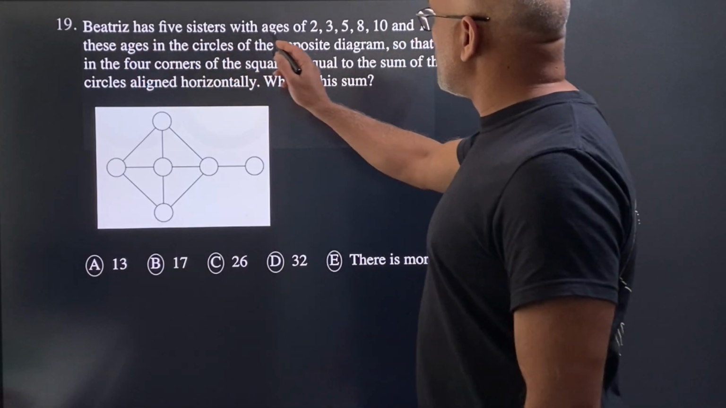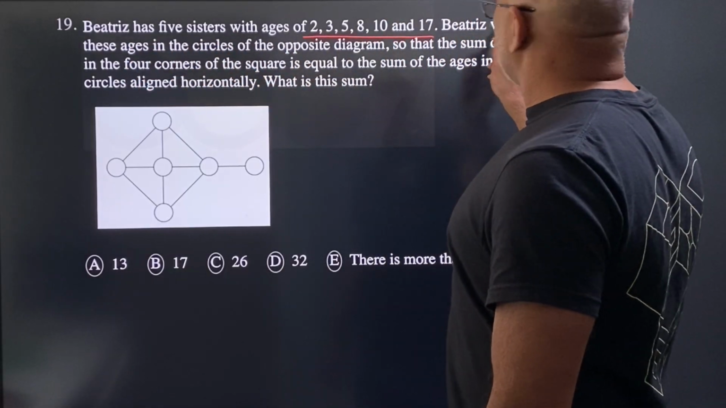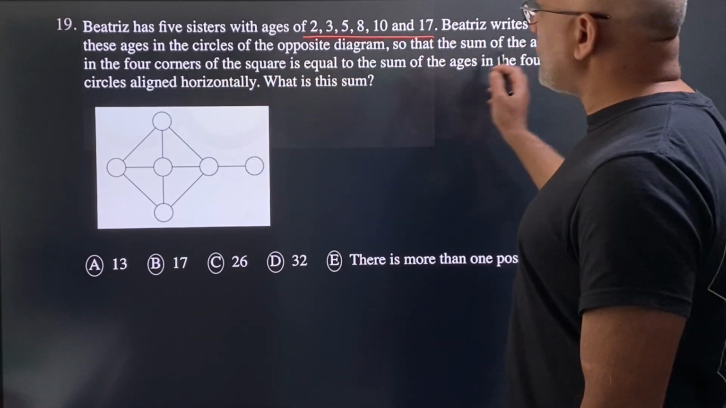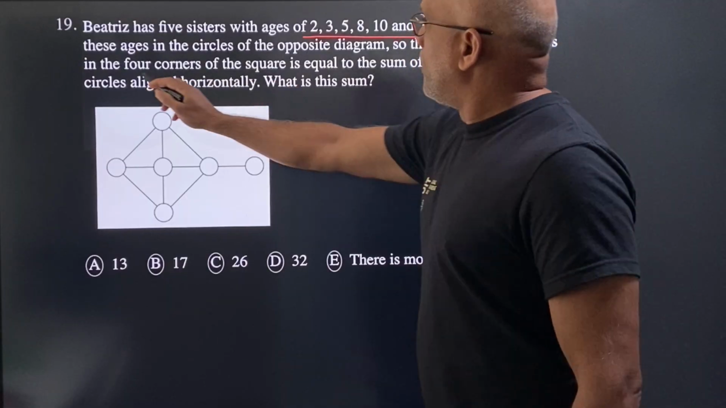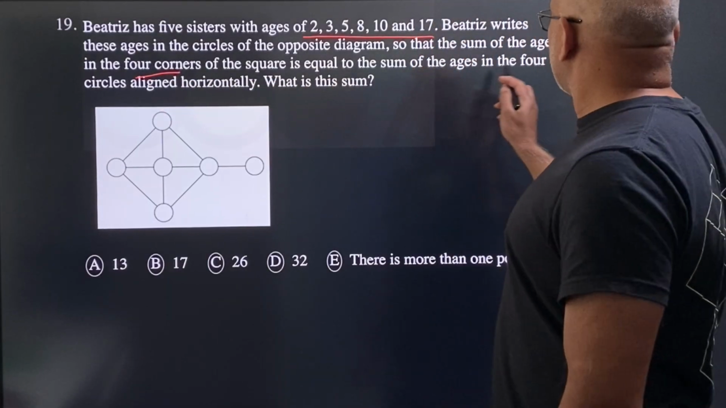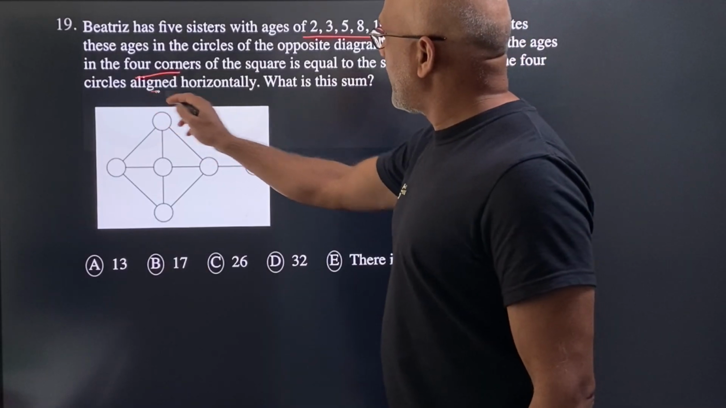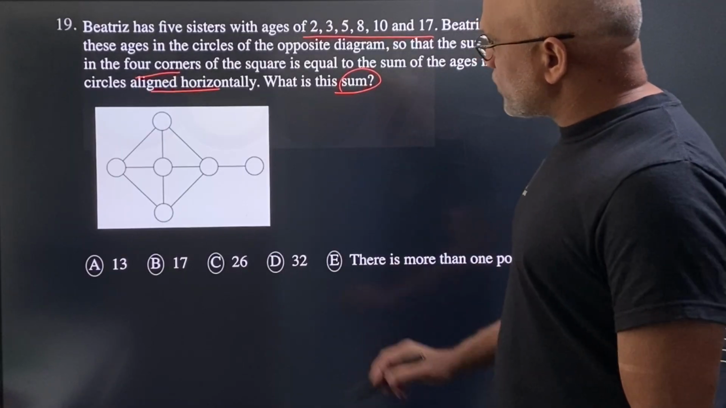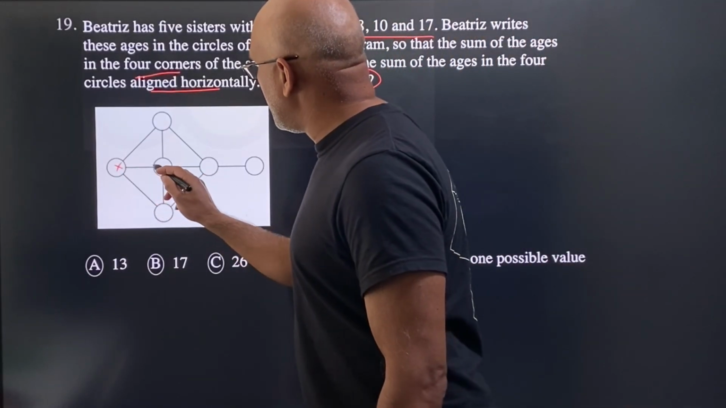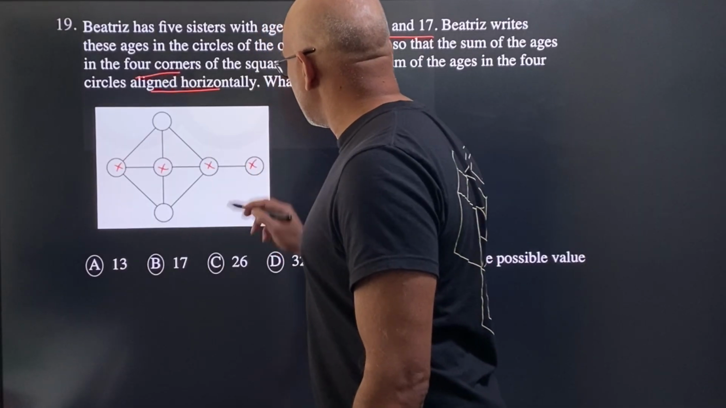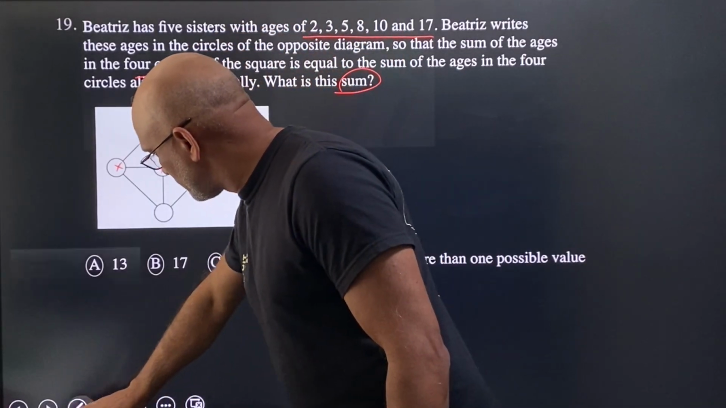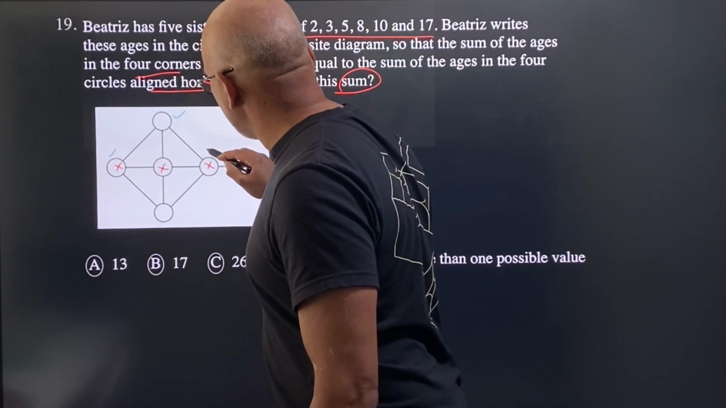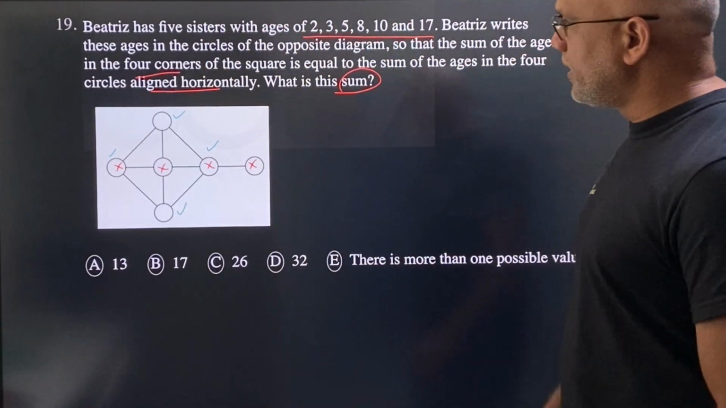Beatriz has 5 sisters with ages here. She writes the ages in the circles of this diagram, so that the sum of the edges in the 4 corners of the square is equal to the sum of the edges in the 4 circles aligned horizontally. Okay, here, what is this sum? Okay, so the sum of this is same as sum of this, that is given to us.